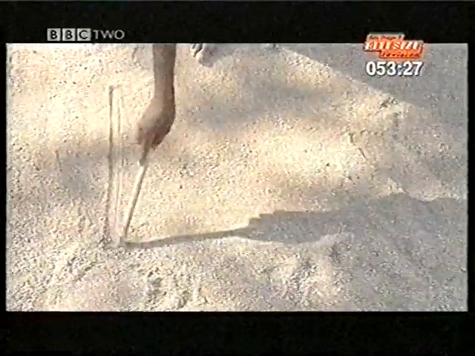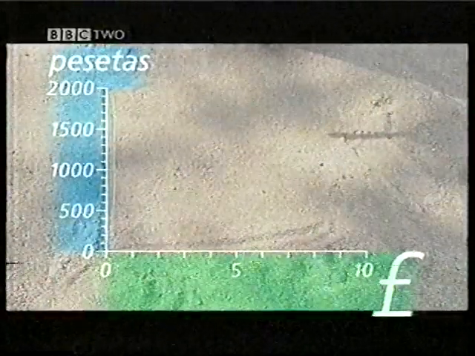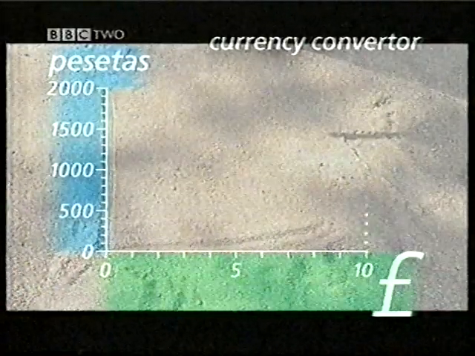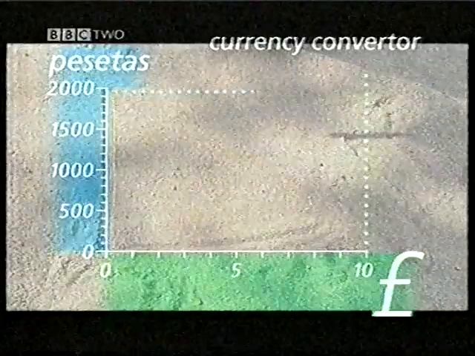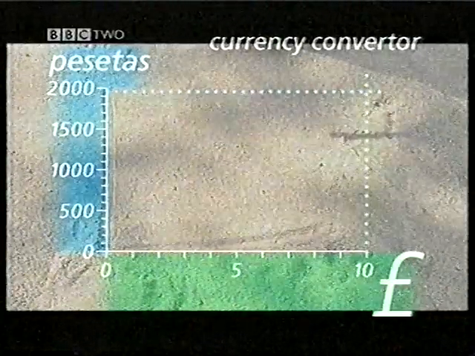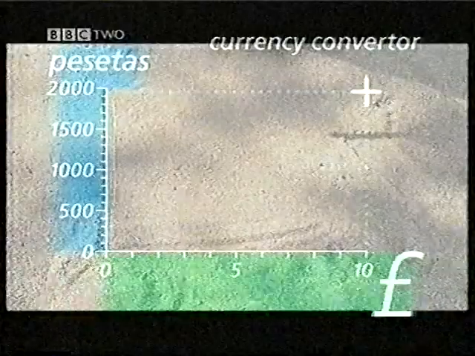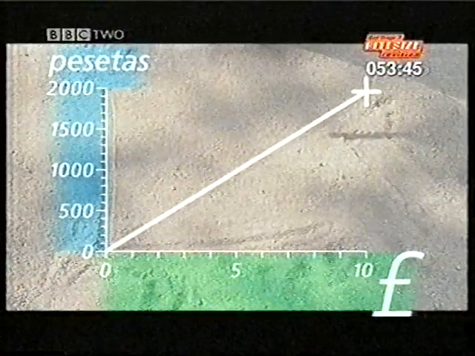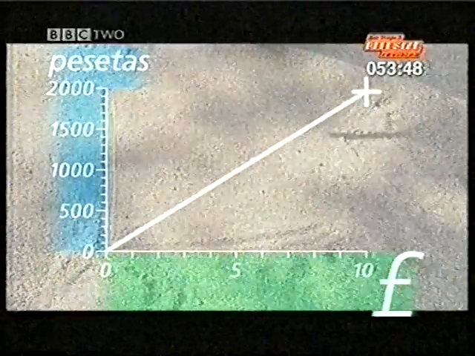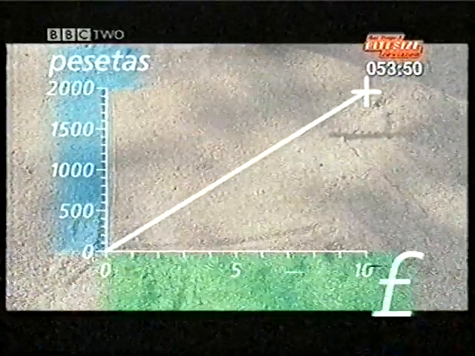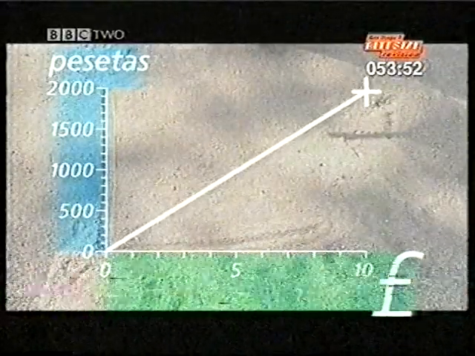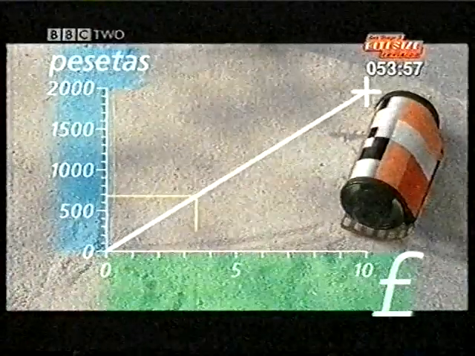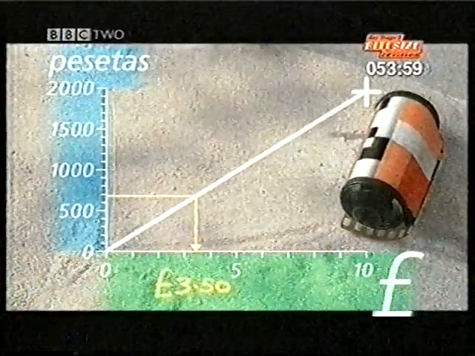And along the bottom of the graph, we put the pounds. Now today, I got 196 pesetas to the pound, and I changed £10, giving me 1,960 pesetas. We'll put a cross where the two lines meet and draw a line back to the origin, or zero. Now you can work out any price up to £10 by reading across from the side and down to the bottom. So if this roll of film was priced at 689 pesetas, we can see that it's going to cost the equivalent of about £3.50.